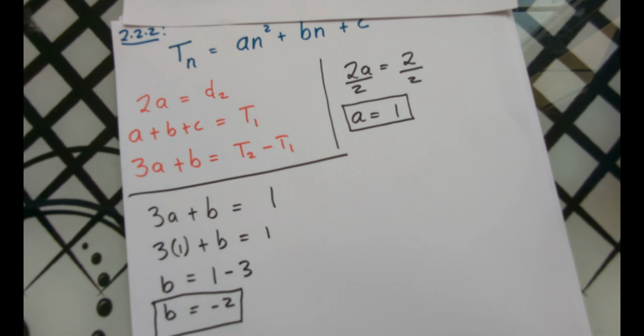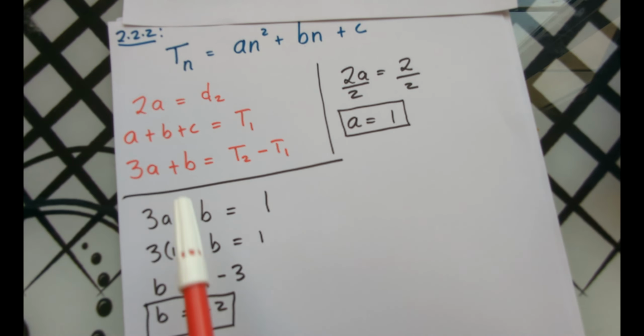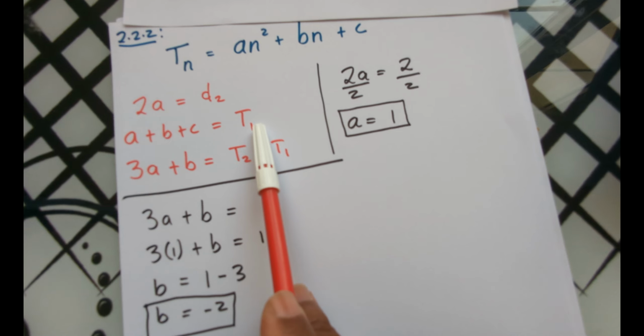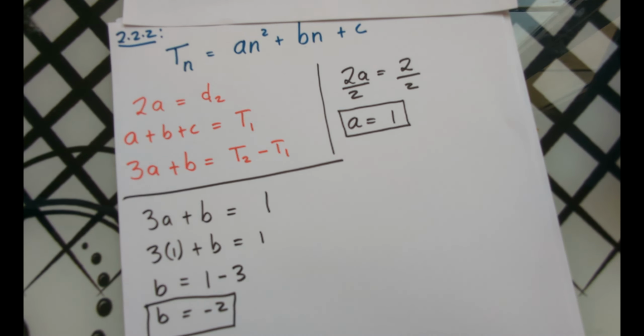Now all that we need to find is c. How do we get c? We know that a plus b plus c is equal to the first term. So we can also use this formula.